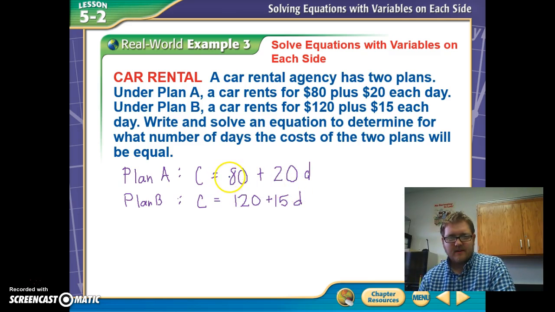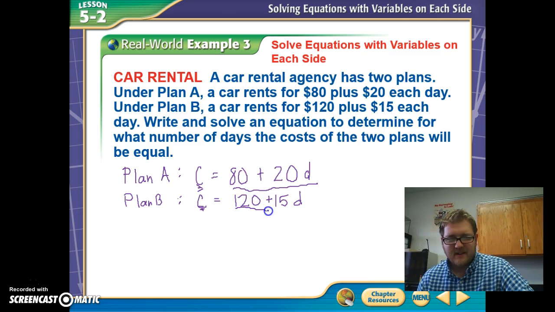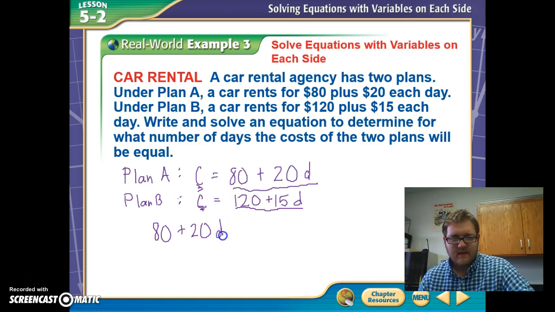So what I'm going to do is set the costs equal to each other, because that's what's going to be the same. All four of these things need to be equal to each other: the two costs and these two expressions. So let's set 80 plus 20d equal to 120 plus 15d.